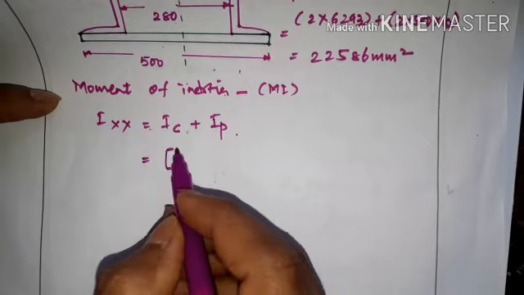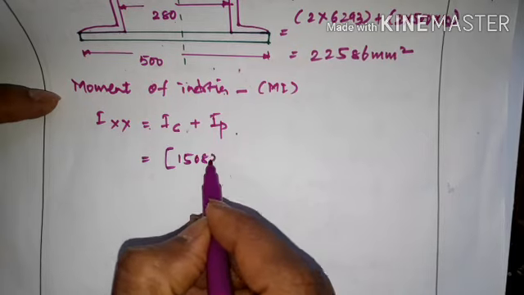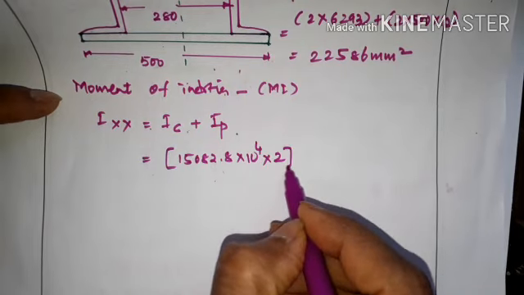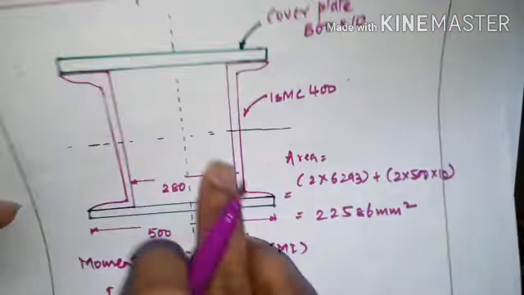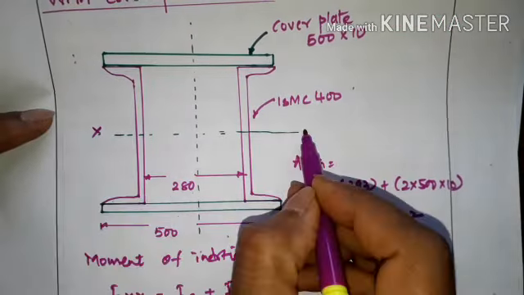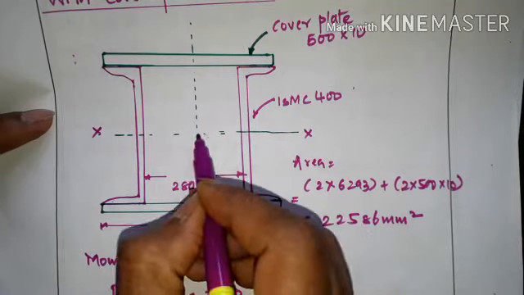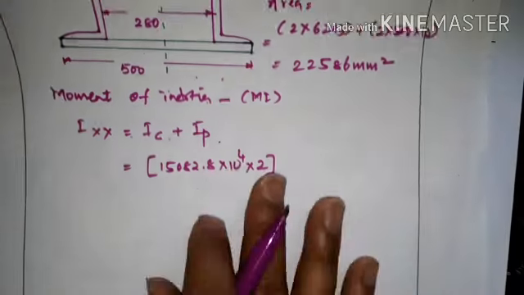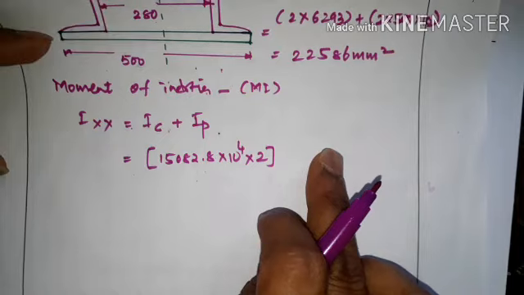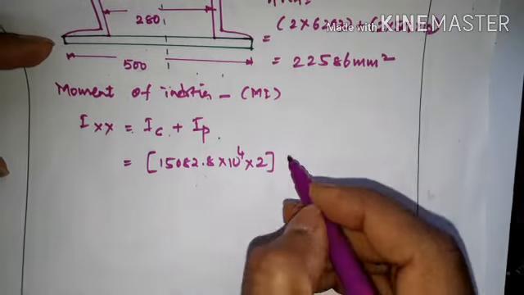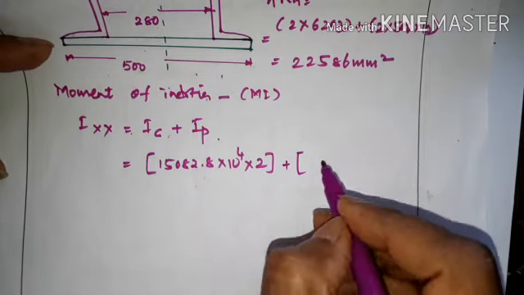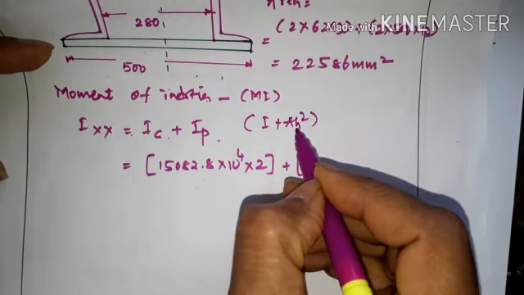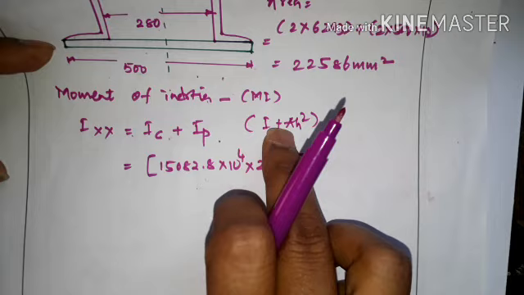For the channel section, it is directly 15082.8 into 10 to the power 4, into 2 because two channel sections are there. With respect to the horizontal axis, that is xx, the centroid of the channel section and the main centroid are coinciding, so no need for I plus A h square; here A h square will become 0 because h is 0. The basic formula is I plus A h square. In the channel section h is 0, so that's why I have to write only I.